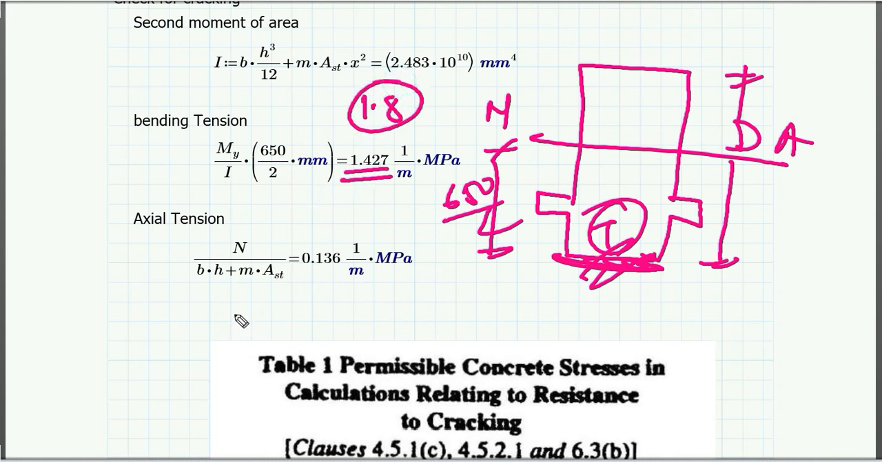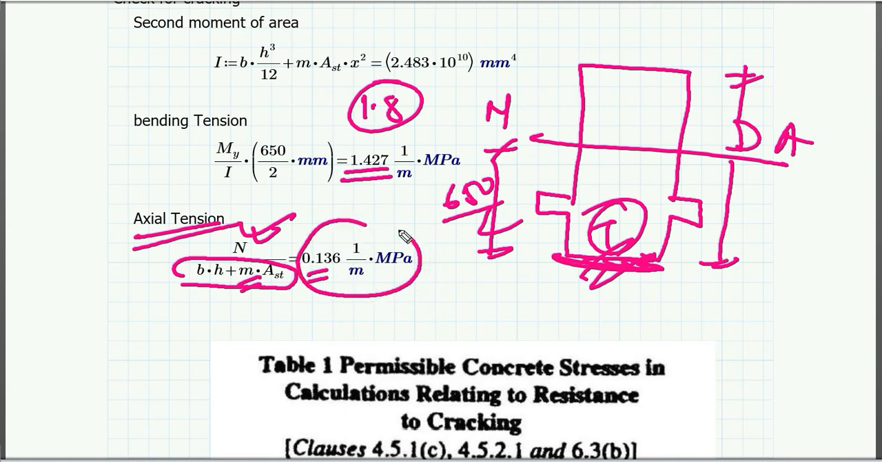We will see how we can find out the axial tension. Suppose there is a tension in the steel, or in the concrete itself. So what is the direct tension over the whole section? That means the tensile force divided by the area of the section. Area is B into H plus the modular ratio into the area of the steel. That will give you 0.136. This is the direct tension over the concrete, and this is the bending tension over the steel.